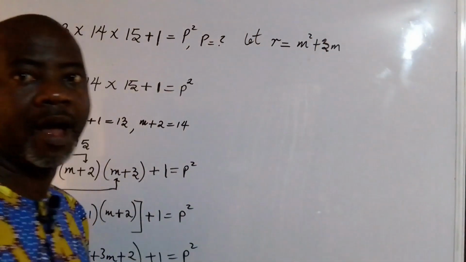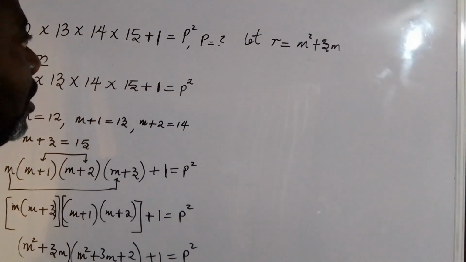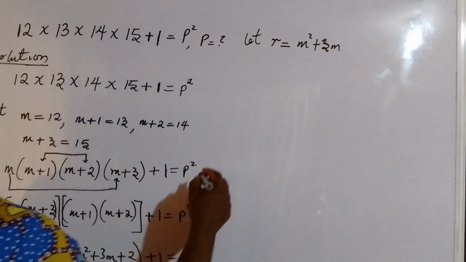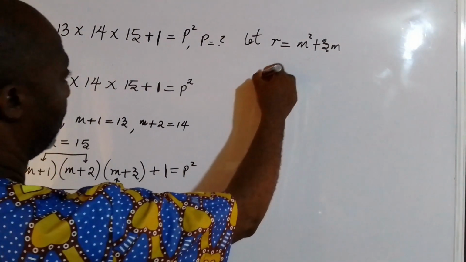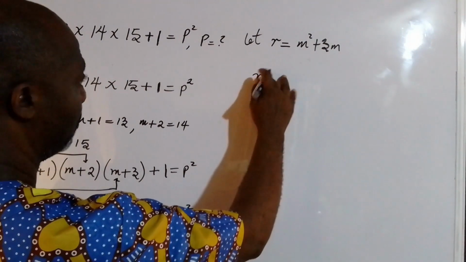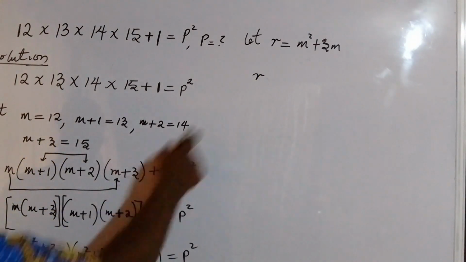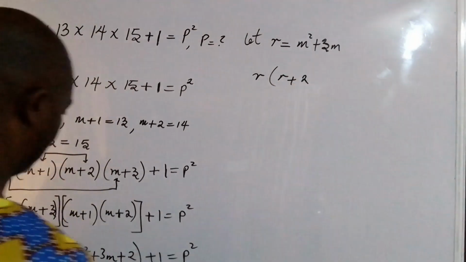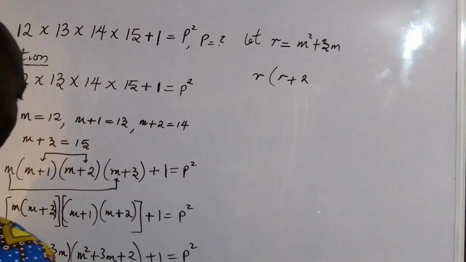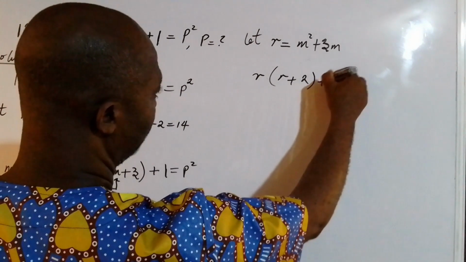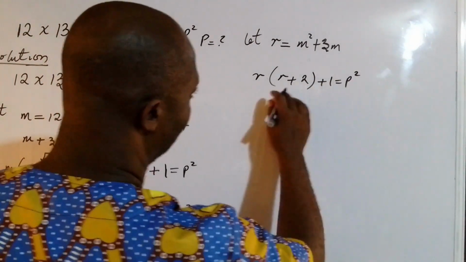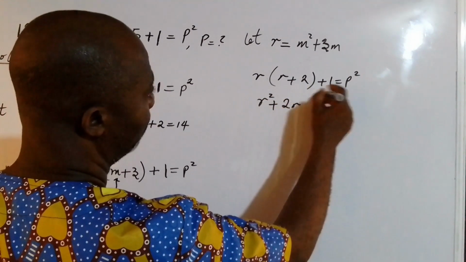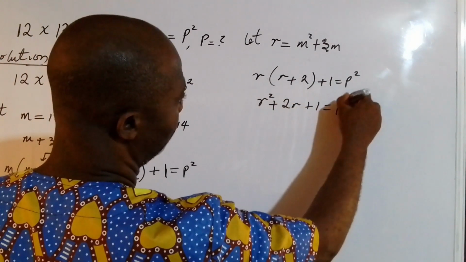Yes, if we take r as m squared plus 3m, so this equation now becomes r, the whole of m squared plus 3m becomes r, so we have r plus 2, that's this, r plus 2, and then of course plus 1 equal to p squared. So now let's open up this. We have r squared plus 2r, then of course plus 1 equal to p squared.